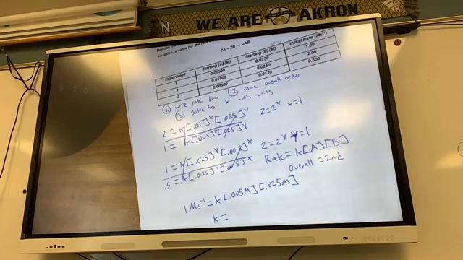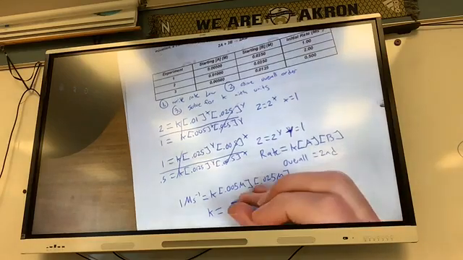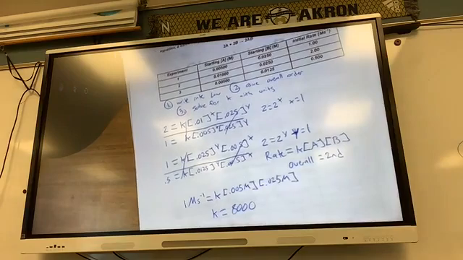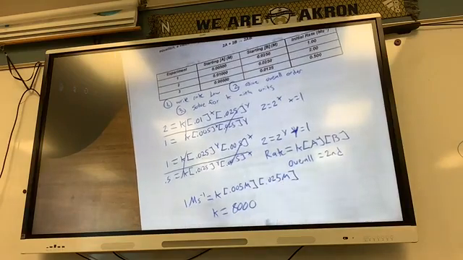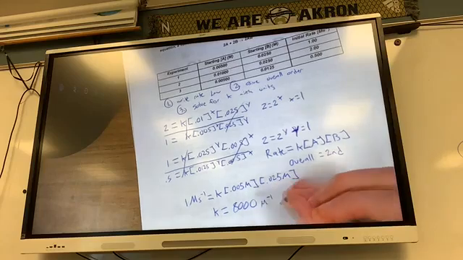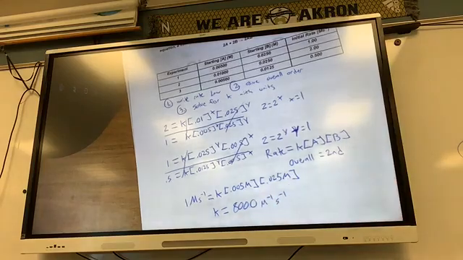You guys done? What did you get for your number? 0 times 3, 8,000. Right? So k equals 8,000. I have molar divided by molar squared, so it's going to be M to the negative 1, and my seconds don't change. It could be 8,000 divided by M times s. Either one. Cool? Okay.